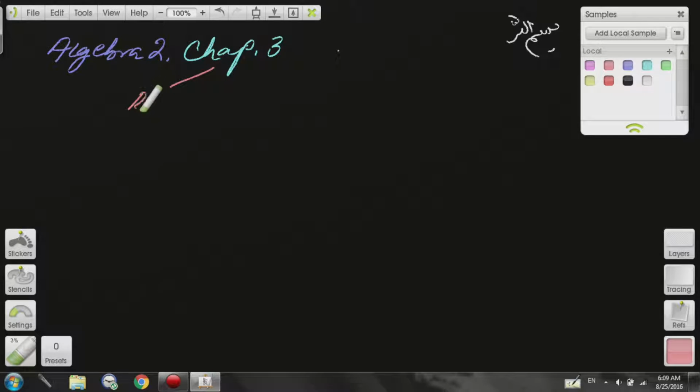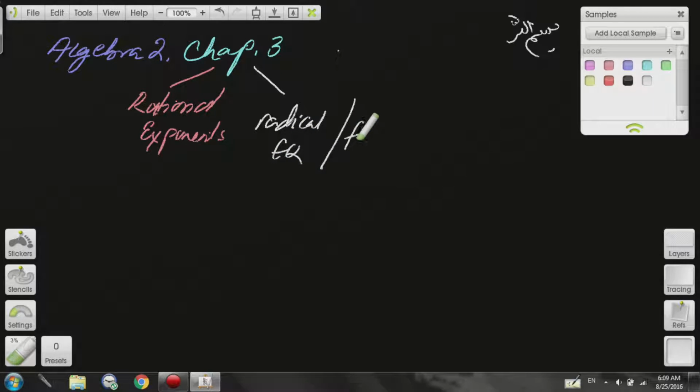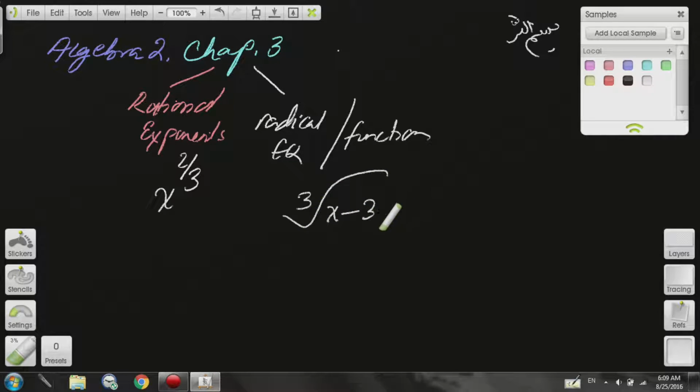Chapter 3 is about rational exponents, or in other words, when the exponents are fractions, rational exponents and radical equations and functions. When we say rational exponents, we mean exponents that are like fractions like this, which leads to radical equations, because there's the third root of x minus 3. This is actually a rational exponent, x minus 3 to the 1/3. These are equivalent expressions. So that's why this chapter is about rational exponents, radical equations, and functions. That's what we're going to talk about in this chapter.